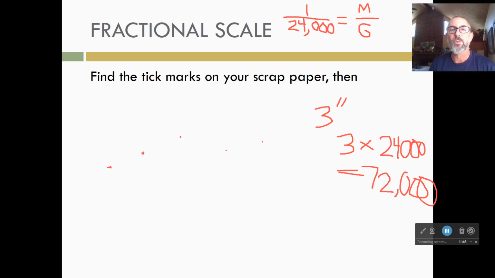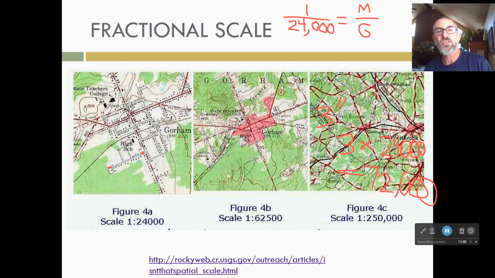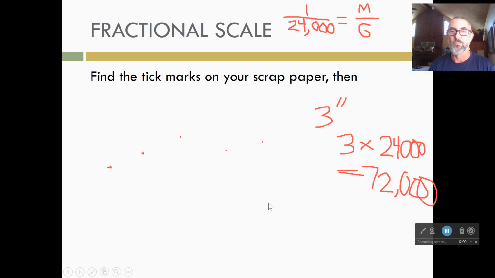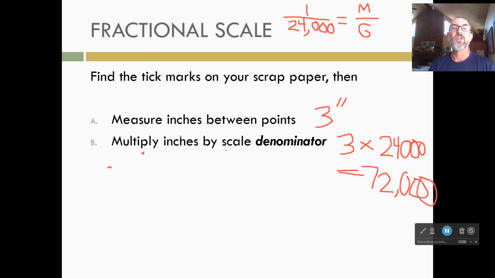One problem with the fractional scale is it doesn't translate well to a computer screen because you could be viewing this at different scales. So instead of giving you a map with a fractional scale, on these questions, I'm going to say the distance was measured to be a certain number of inches and the scale is this. So all you will have to do is multiply by the scale I give you and divide by 63,360. Literally, that's all you will have to do in determining fractional scale.